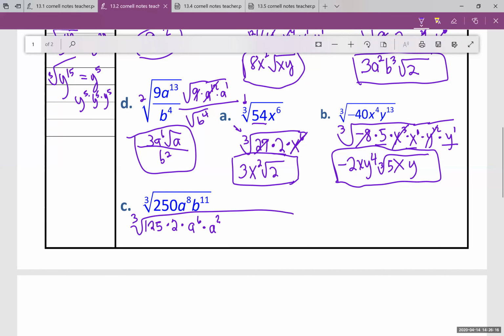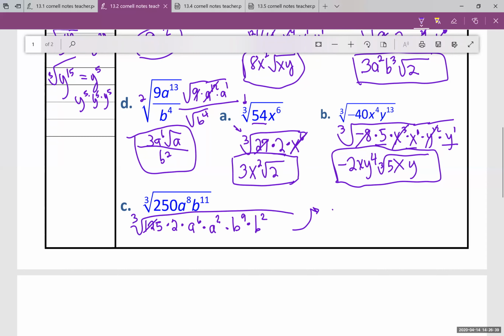Now, same thing with b to the 11th. Can I use the 11? No. Can I use 10? No. Can I use 9? Yes. So I'm going to go b to the 9th, but then I'm going to have to also have b to the 2nd power. Now I'm ready for my hopefully final step here. We're going to take the cube root of everything here.